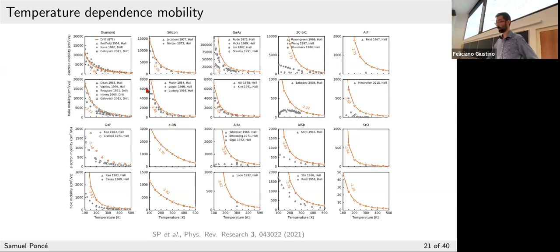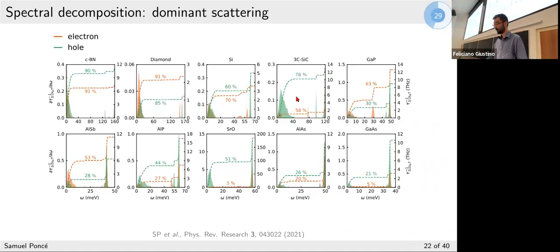And you can also see that it compares quite well with respect to experiments. So all these dots are different experimental data. And in general, we are overestimating experiment, and there are very good reasons for that, because we are only considering electron-phonon scattering. But of course, in a real material, in an experiment, you will have other forms of scattering.